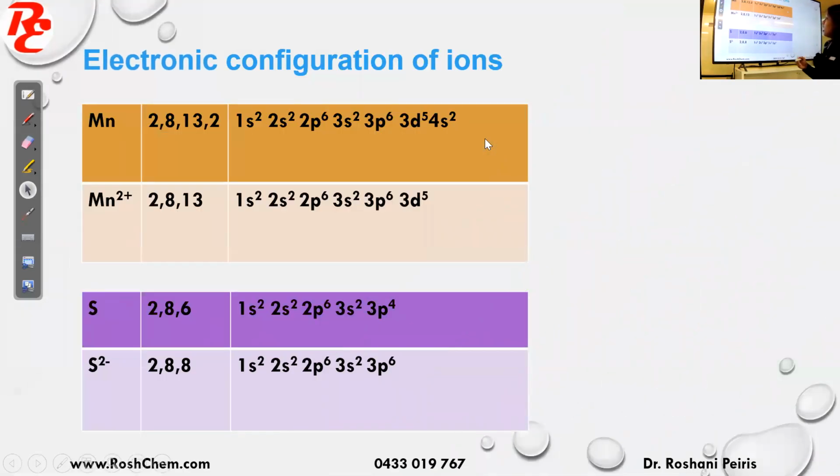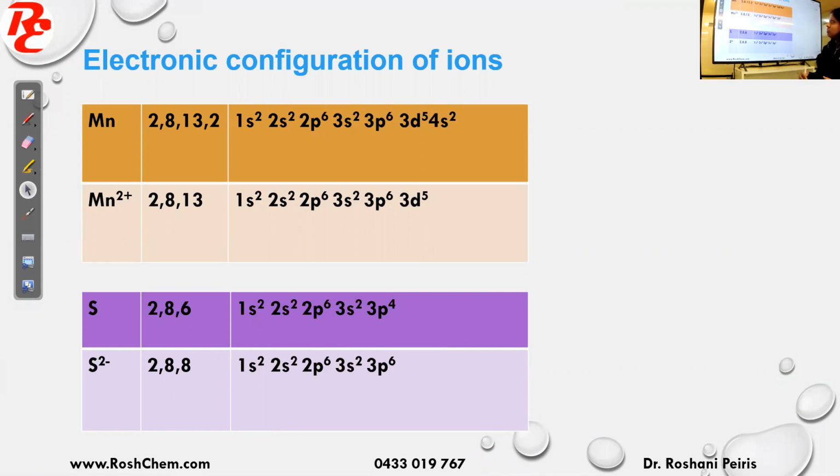Okay, now we will see how to write the electronic configuration of ions. There are two types of ions called cations and anions. Cations are the positive ions, which result from removing electrons from an atom, and anions are the negative ones, which result from gaining electrons.